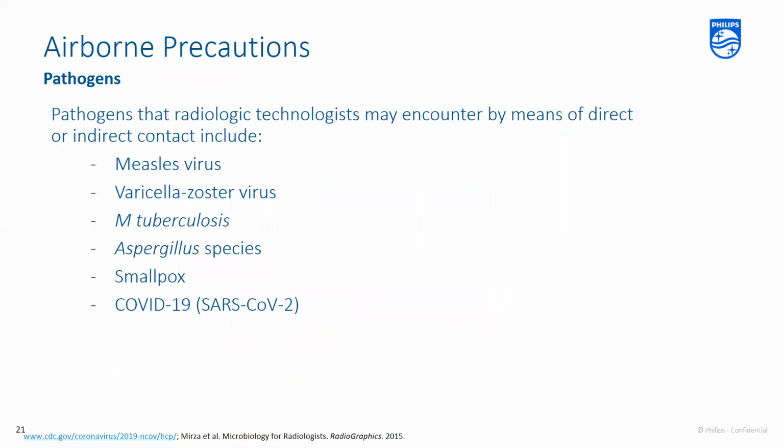Common pathogens that patients may have which require airborne precautions include measles, varicella, commonly known as chickenpox, tuberculosis, Aspergillus species, which cause fungal infections, smallpox, and COVID-19.